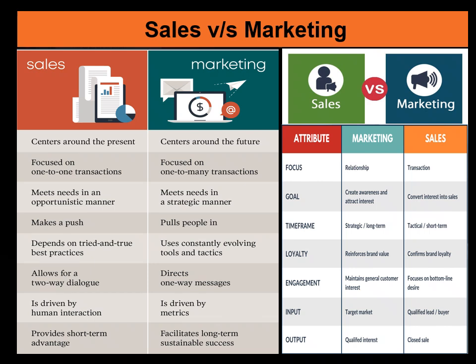These attributes are like focus, goal, time frame, loyalty, engagement, input, and output. So the focus of marketing is building up the relationship with the customer, with the audience, with the consumer for a longer time, whereas the focus of sales is to make immediate financial transaction or the business transaction, and the output of the sales is to close the sales or to realize the revenue, whereas the output of marketing is to get the qualified interest or to motivate or to encourage the customers to get associated with the organization for a longer period of time.